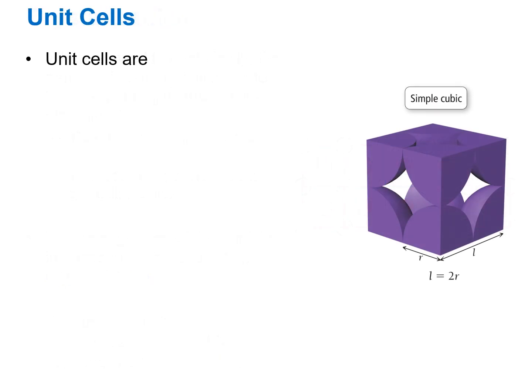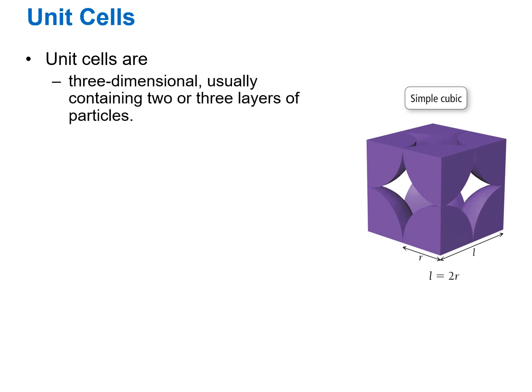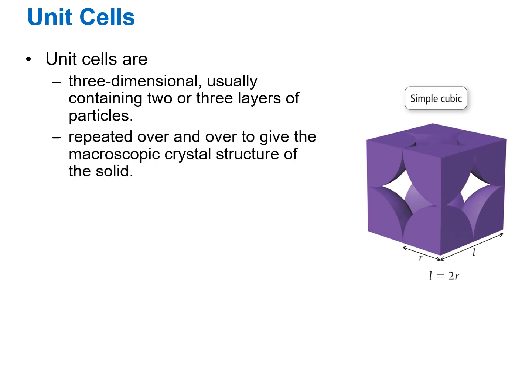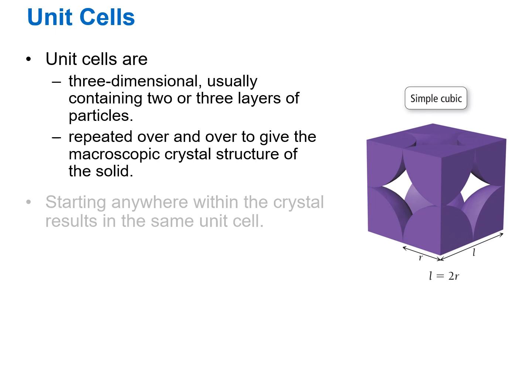So we have to have a way to talk about these lattice works and these unit cells. So let's get some language out of the way. Unit cells are going to be three-dimensional. They're usually going to contain a couple of layers of particles. And they're going to be repeated over and over throughout the substance, and it is the repeating patterns of these unit cells that give the macroscopic appearance to our crystal. So it's the repeating patterns of these unit cells that are going to give us those flat surfaces and those sharp angles that make up our crystalline structure.